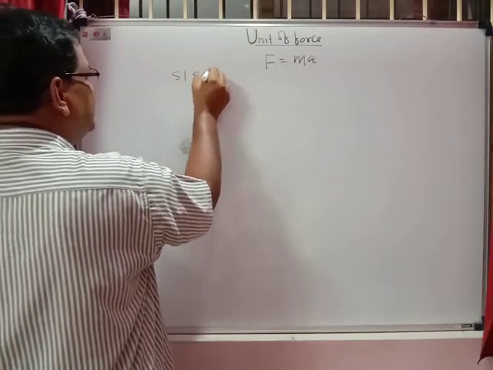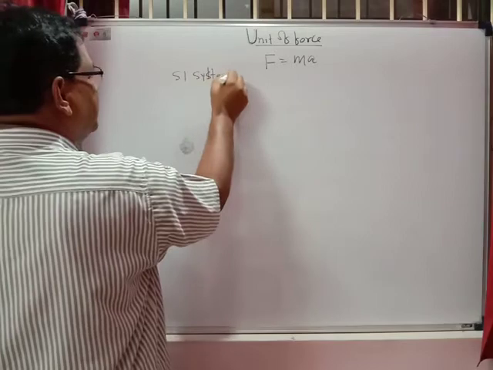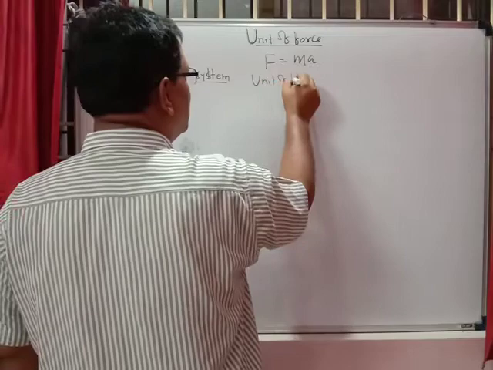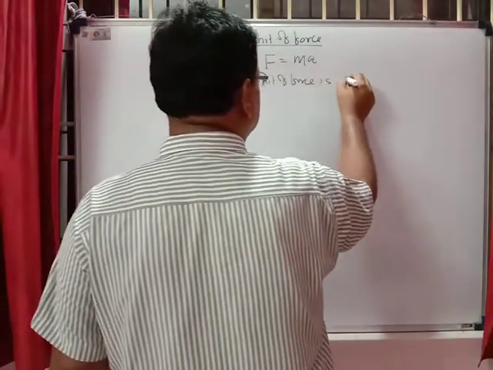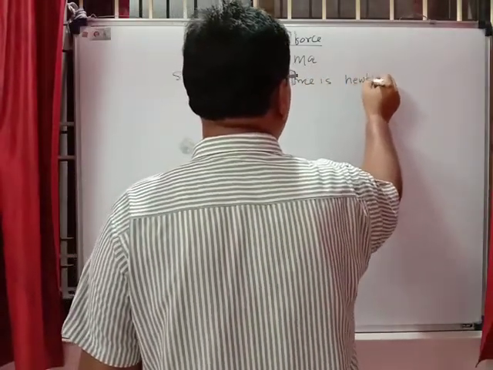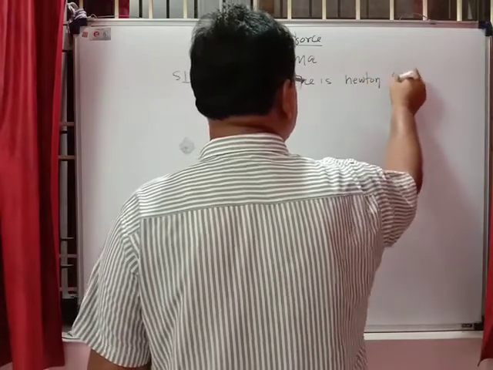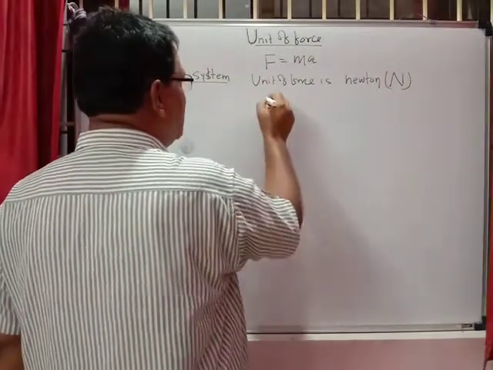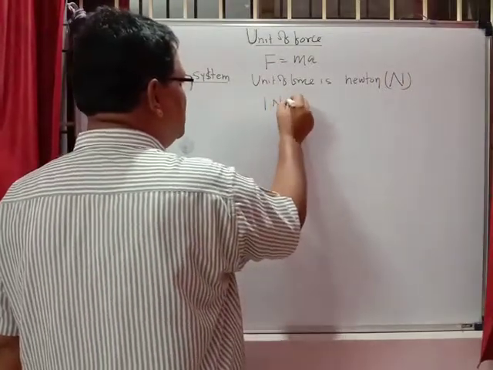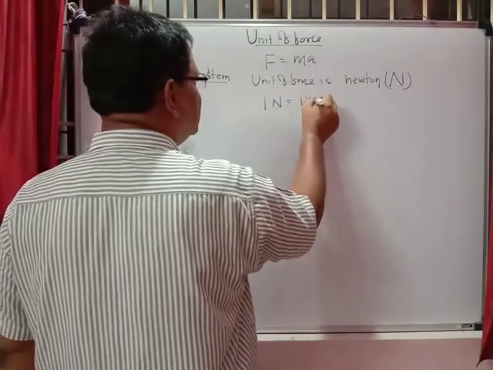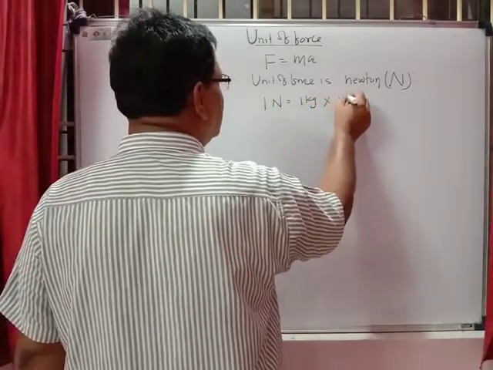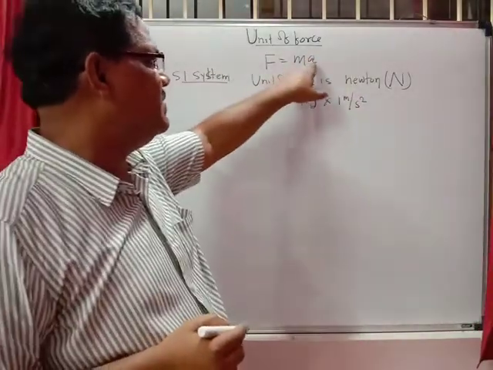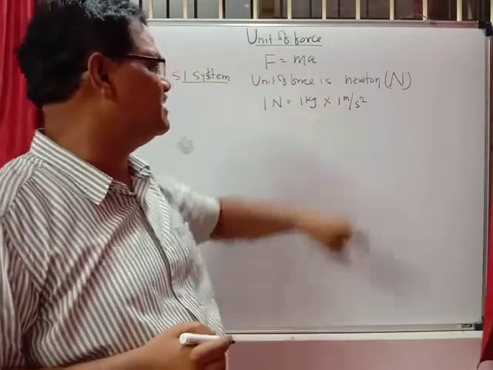In the SI system, the unit of force is Newton, and it is denoted by capital N. So from this mathematical expression, 1 Newton equals 1 kg into 1 meter per second square, because the unit of mass is 1 kg and the unit of acceleration in the SI system is 1 meter per second square.